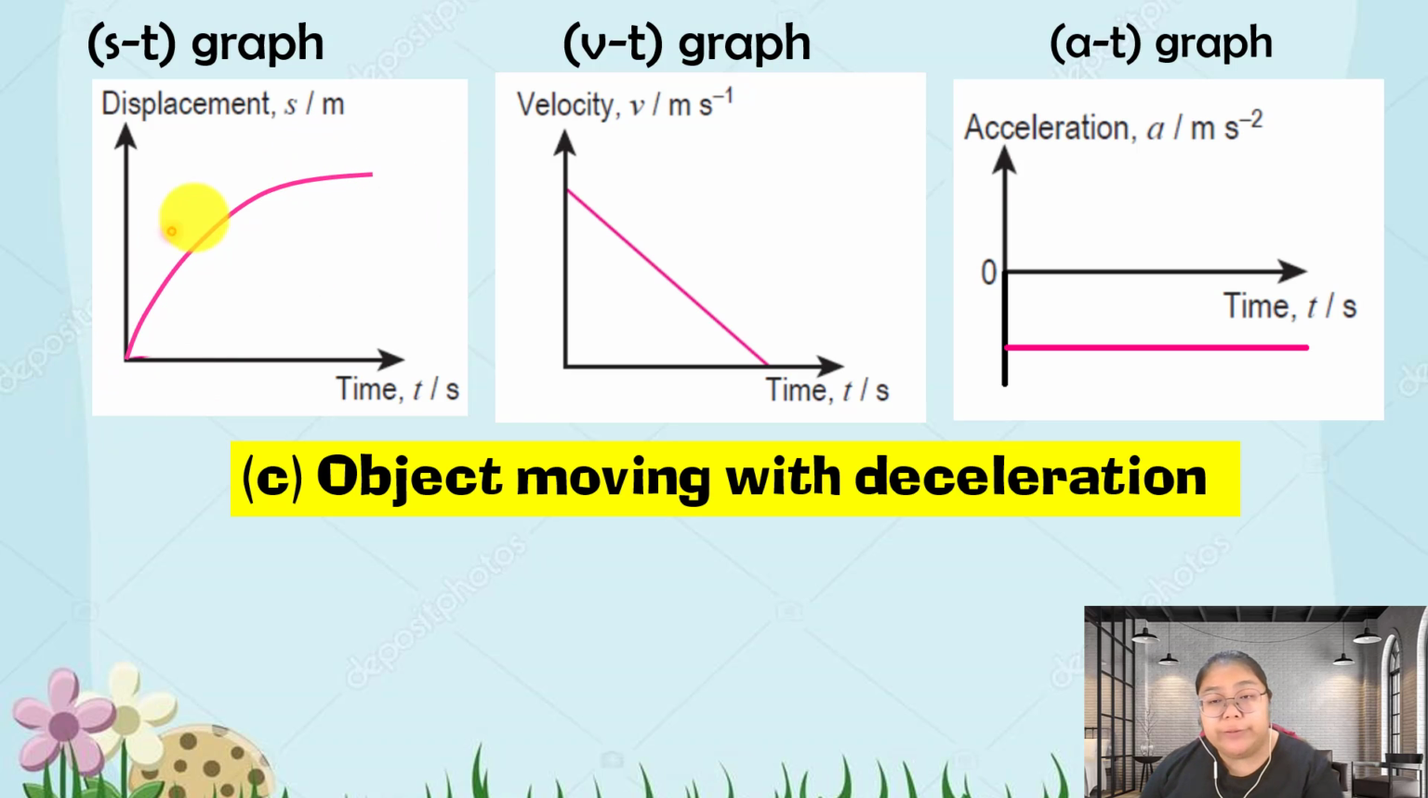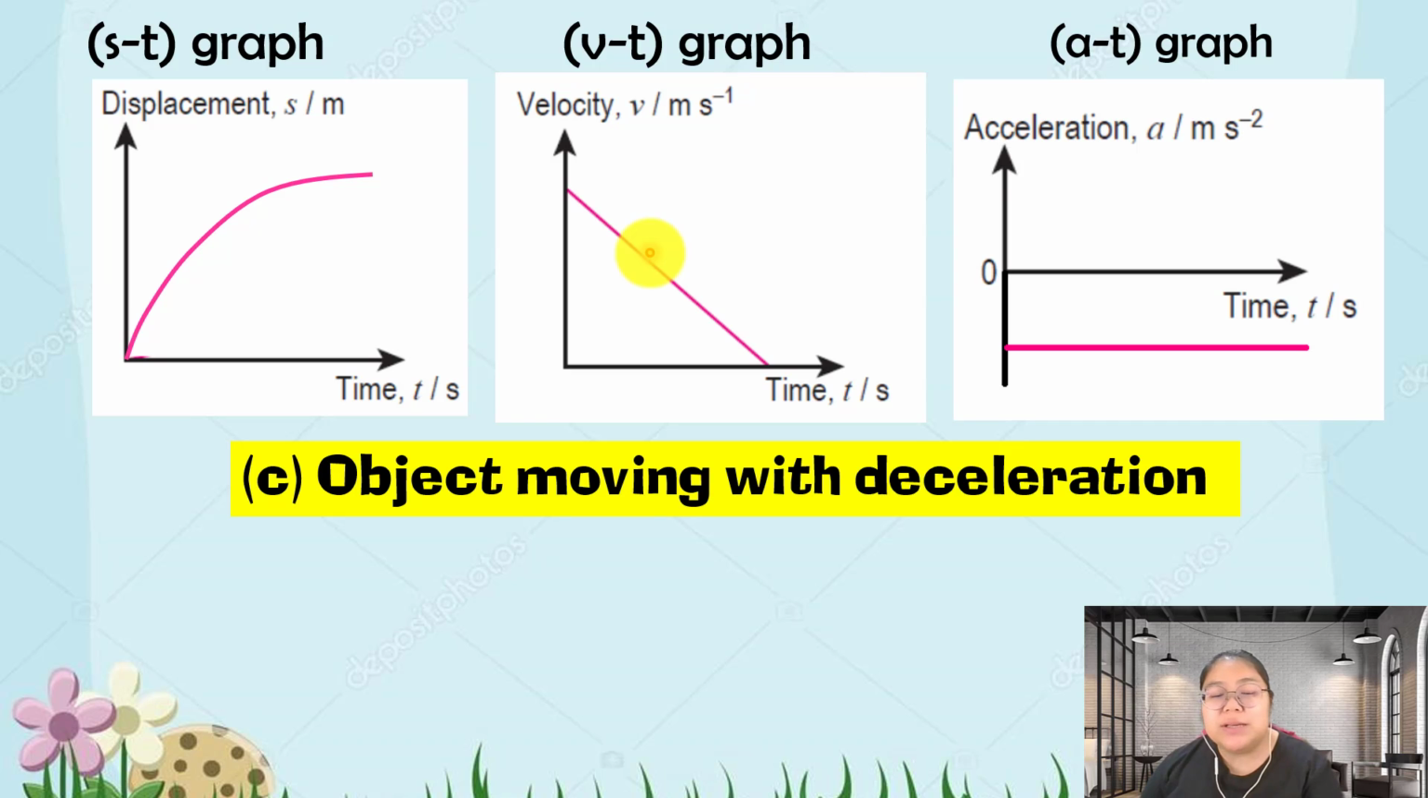Okay, the graph curves already. Curve means the displacement keeps decreasing, decreasing, decreasing. So if I find the gradient from this graph, I find it is negative. Negative means the velocity is dropping. It starts with a high velocity, then drops until zero velocity. So in this situation, we call it the velocity decreases.